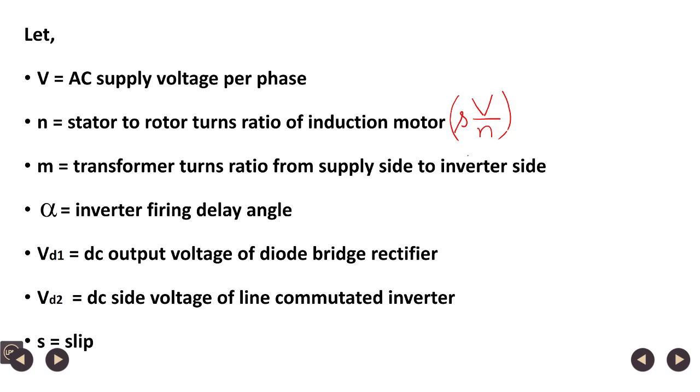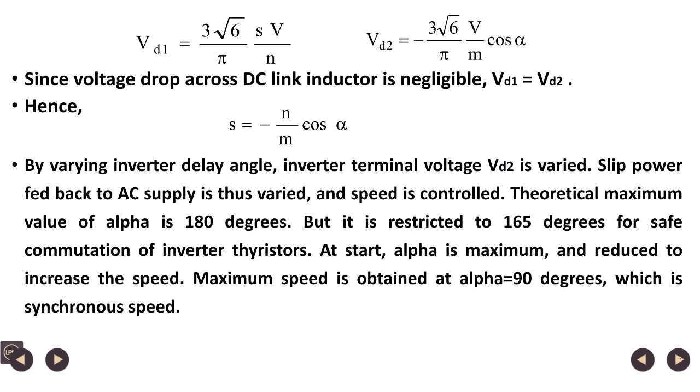S is the slip. With this you can write, the rotor induced voltage per phase is S V by N, and 3 into root 6 by pi times that is the output voltage of the diode bridge rectifier VD1, and as I have already explained, the inverter DC side voltage VD2 is given by this expression, the minus sign takes care of our polarity convention.